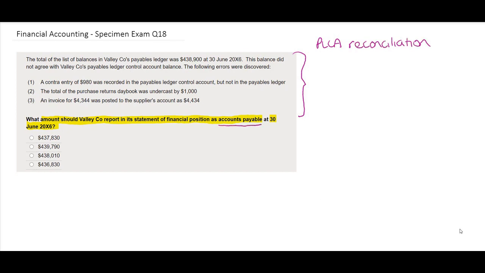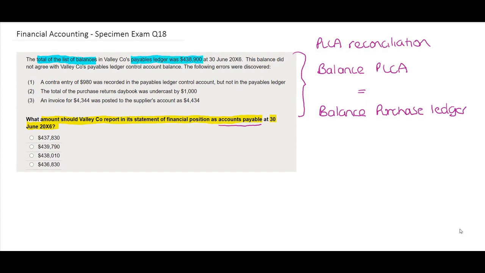This will be recognizing that the balance per the purchase ledger control account will equal the balance on the purchase ledger when reconciled. The question tells us that the total of the list of balances in Valley's payables ledger was $438,900 at the 30th of June 20X6. This did not agree with Valley's payables ledger control account balance, and the following errors were discovered. We have not been given our purchase ledger control account balance, and so therefore we need to work with what's going on in the payables ledger in order to work out our balance.